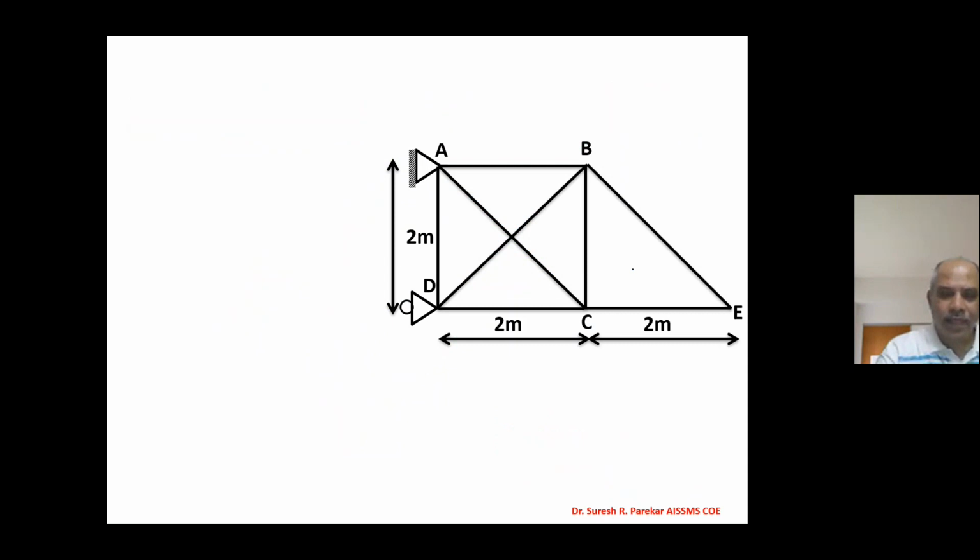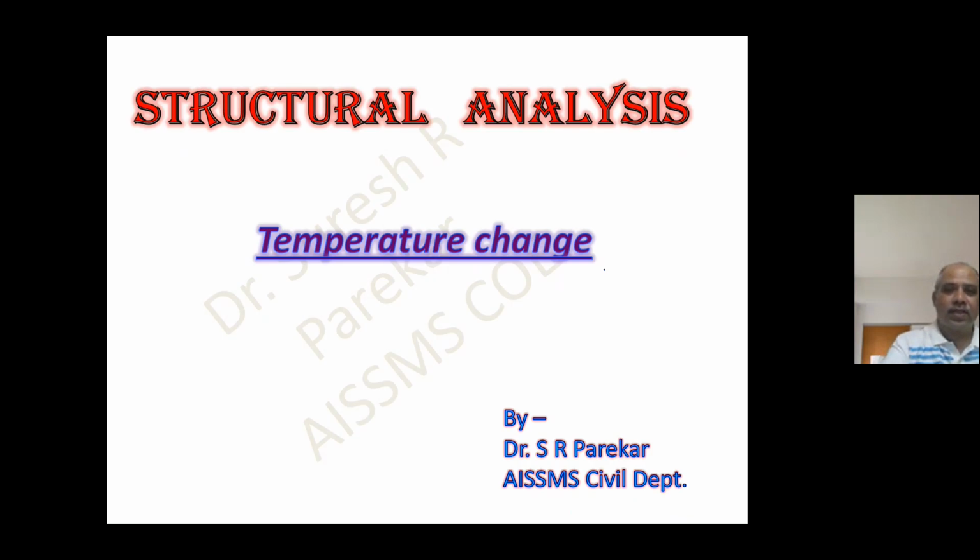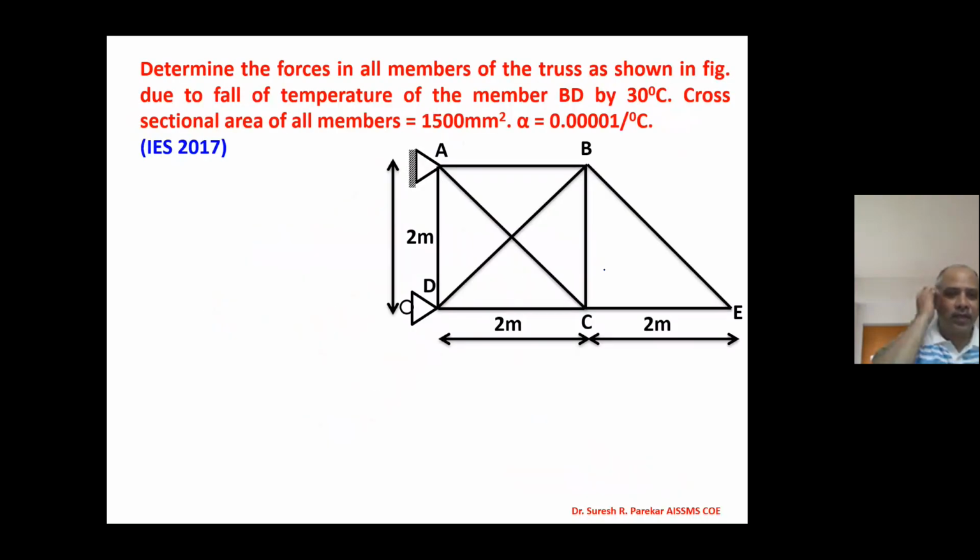Evening. This is the last example we are going to solve related to trusses, and this example is related to temperature change. Determine the forces in all members of the truss due to fall of temperature in member BD by 30 degrees centigrade. Cross-sectional area of all members is 1500 mm square.